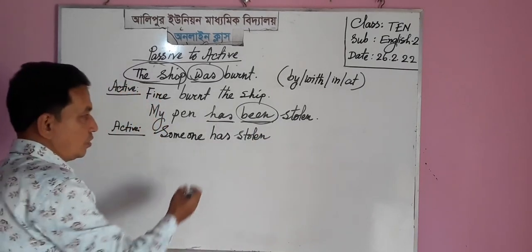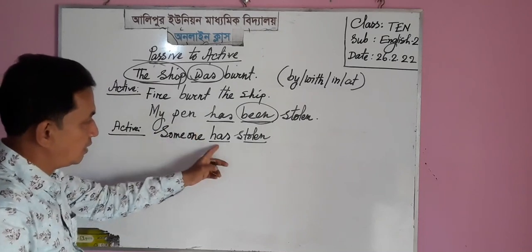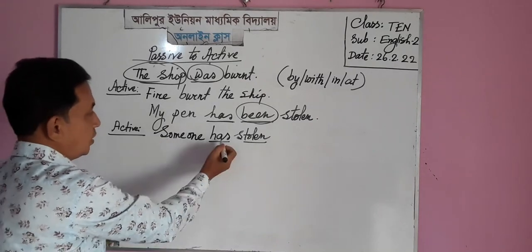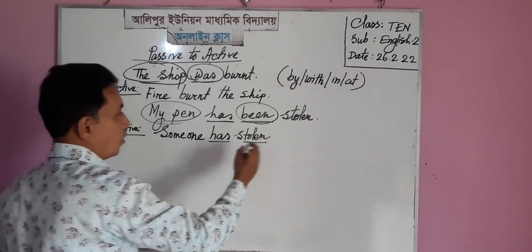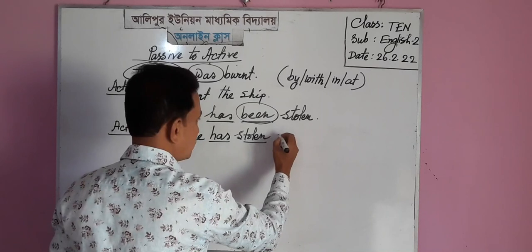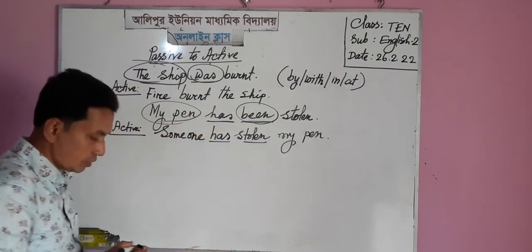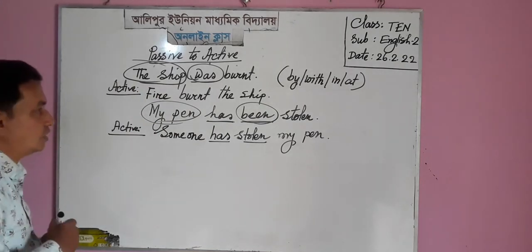Stolen is the principal verb, auxiliary and principal. This is an example of present perfect tense. So has stolen is the structure of present perfect tense. So someone has stolen, and my pen is the subject, so it should be the object and will be written after the past participle: someone has stolen my pen. Dear students, this is another solution of passive to active. Dear students, I am going to give another example of this type of voice.